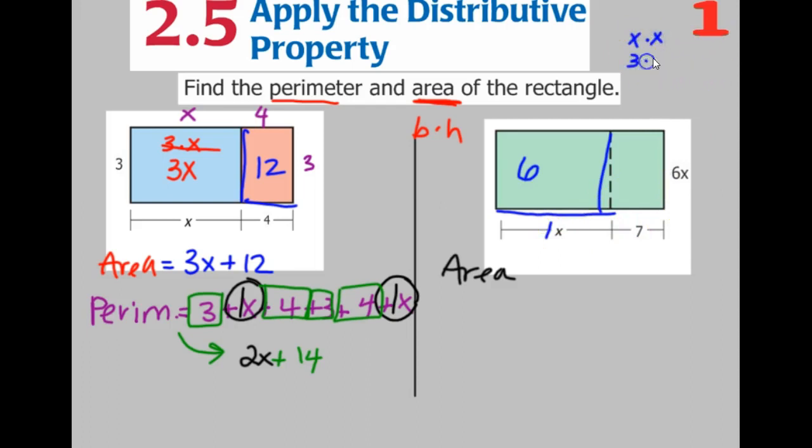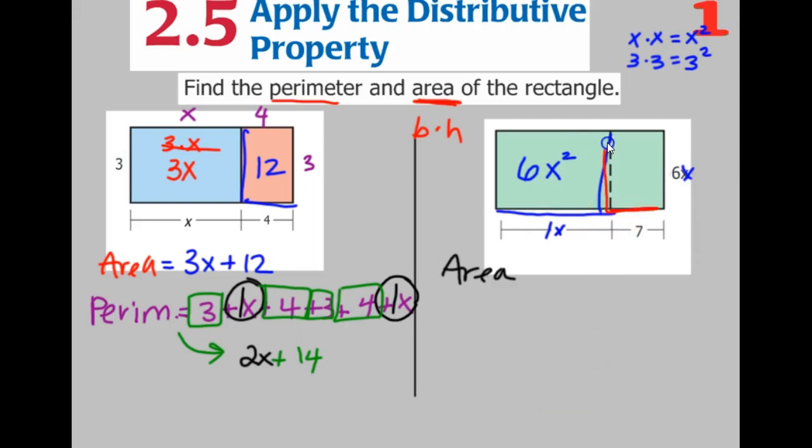Just like we had 3 times 3 before, 3 times 3 is 9. We could also write that, instead of just solving, 3 times 3 is the same as 3 squared. So x times x is the same as x squared. So 6x squared, because we have x here and x here. X times x gives us x squared.